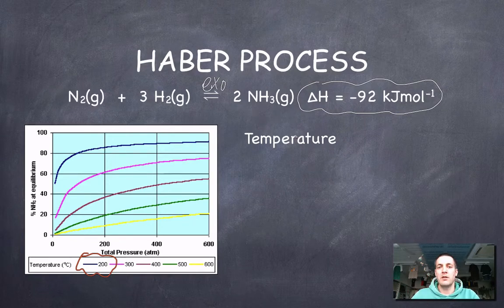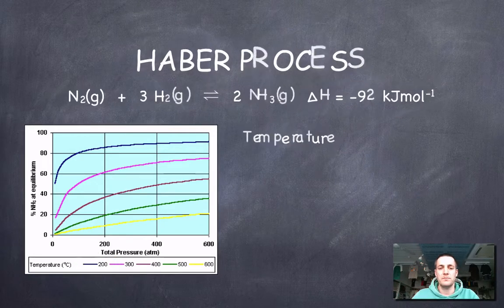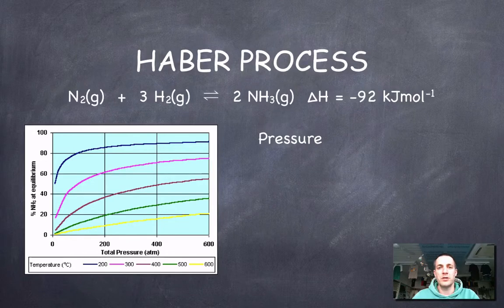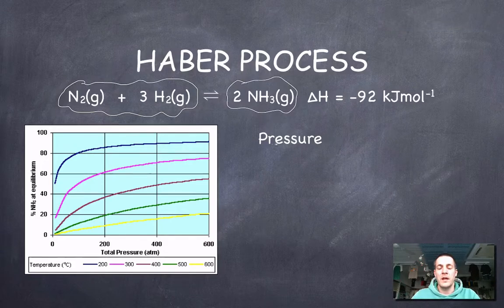But remember that the lower the temperature, the slower the particles are moving, and so the less often they'll collide and the less energy they'll have, so the lower the rate will be. So we might see that we're going to compromise on the temperature. If we look at what sort of pressure we'd like to use, well, remember there are 4 moles of gas on the left and only 2 on the right. So therefore, if we increase the pressure, the system will try to lower it. How will it lower it? By favouring the forward reaction. Why? Because that produces fewer moles of gas.